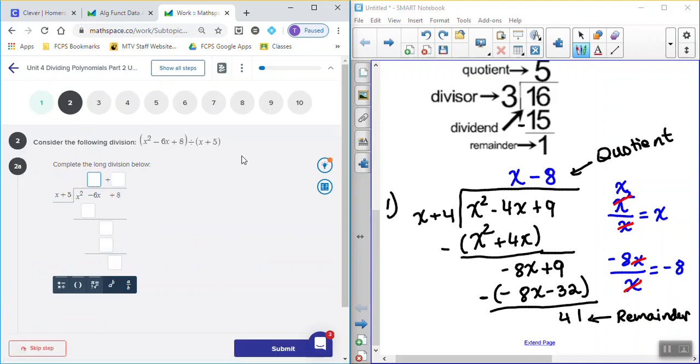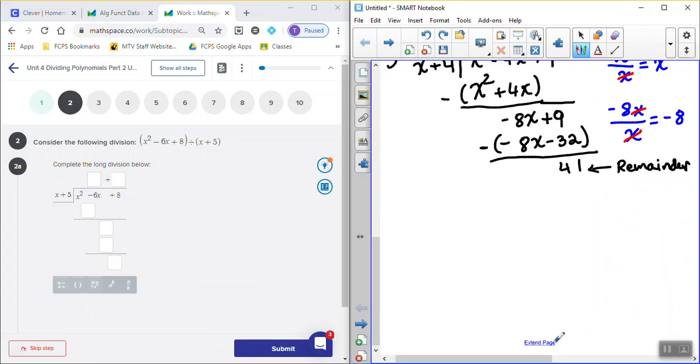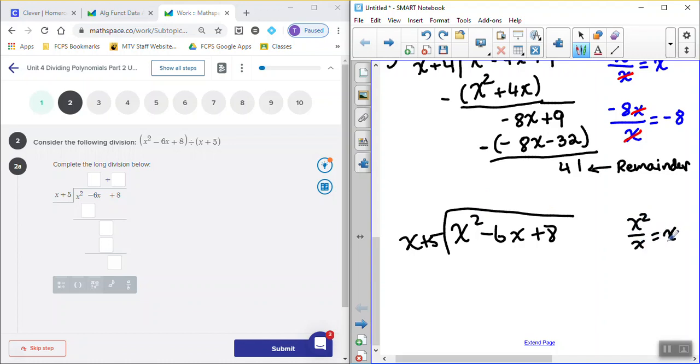Number 2 is a similar type of problem. I'm going to try to do this a little faster so that you're not falling asleep on my video. So you have x squared minus 6x plus 8, and then we're going to divide it by x plus 5. Okay, so we're going to take x squared divided by x, and that's just equal to 1x.